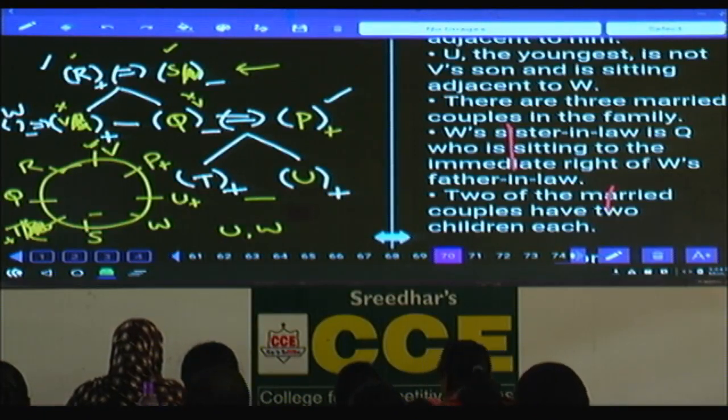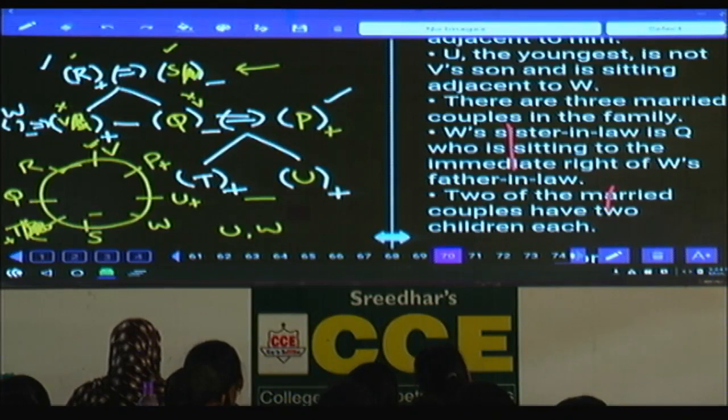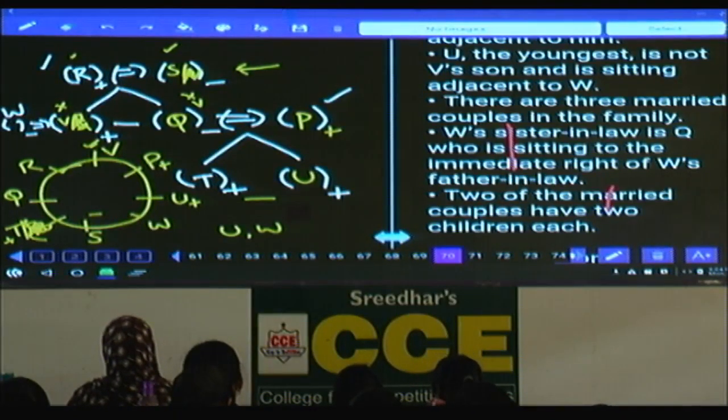Which one of the following is an odd man out? T, V, U, Q, P. V is male, Q female, P male, U male. Then what is the answer we have? A female, that is Q, that is choice 4. In 71, except Q, the remaining persons are males.